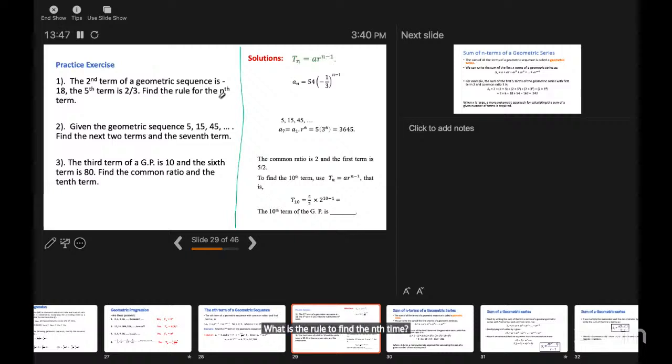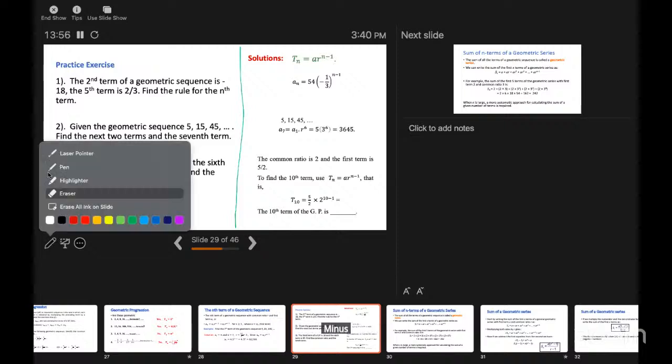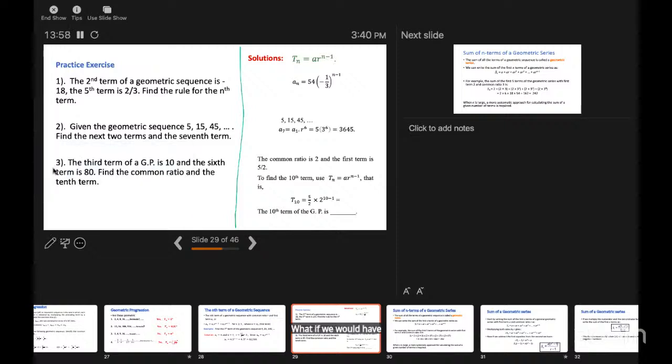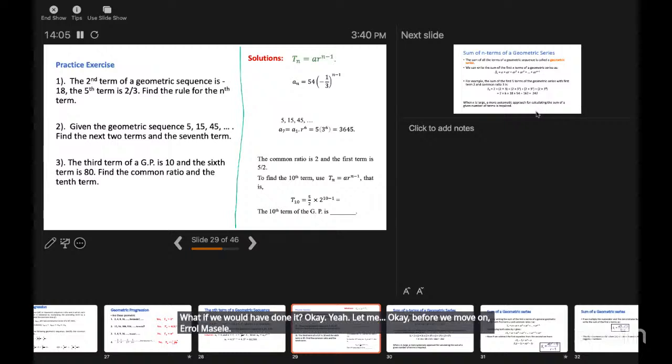So it's 18, not minus 18. Let's say 18, not minus 18. No, it's minus 18, for those people that have done it. Okay, before we move on, you want to ask a question?